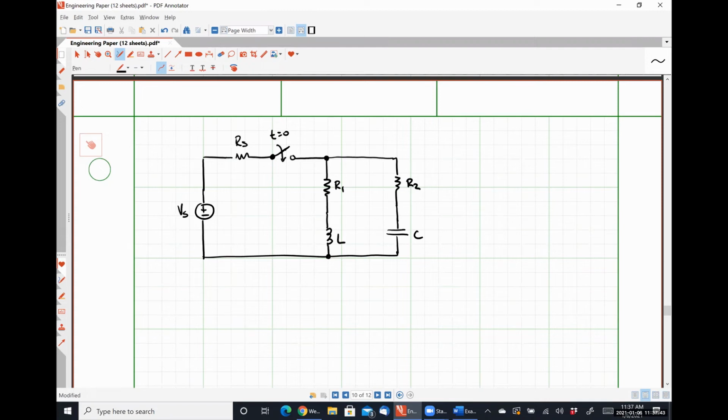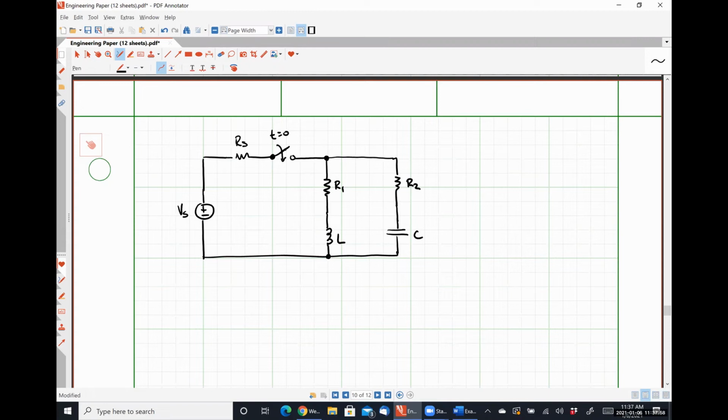The reason why I say that is if we were analyzing this circuit with the switch opening, then during the transient condition, this would be a series RLC circuit because R1 would just be in series with R2. That would be easy to solve.